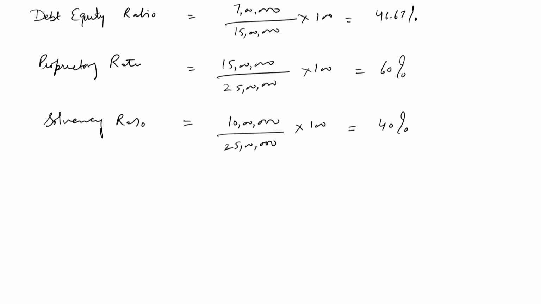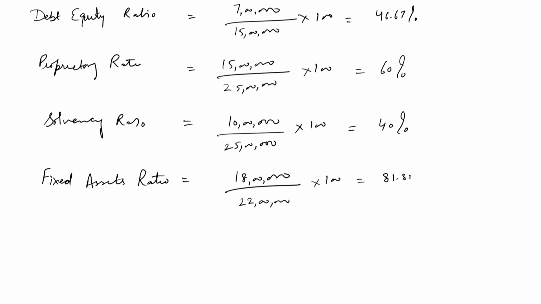Then we have the next, the fixed asset ratio. In the fixed asset ratio, we compare the fixed assets which is given in the question, 18 lakhs, to be divided by long-term funds which is amounting to rupees 22 lakhs in the question. It comes to 81.81%, meaning almost 81% of the fixed assets of the company are financed from the long-term resources of the company.